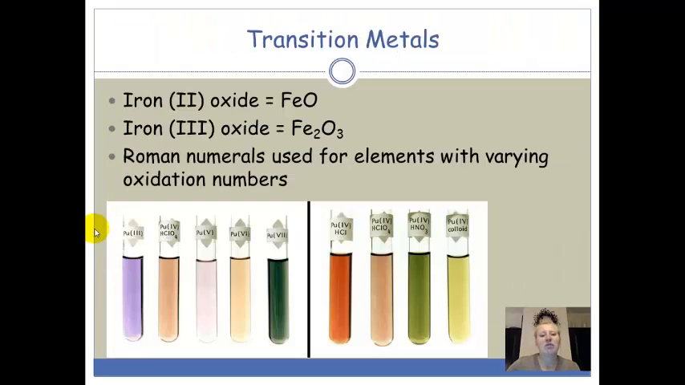Alright, so we talked about this a little bit in your first year of chemistry because remember, when we name compounds with transition metals, you have to include this Roman numeral, and the Roman numeral tells you the oxidation number in that compound. So anything that has more than one oxidation number usually has a Roman numeral in it.